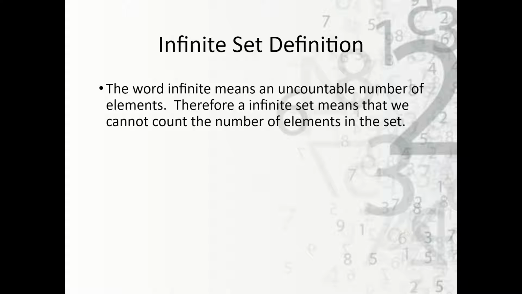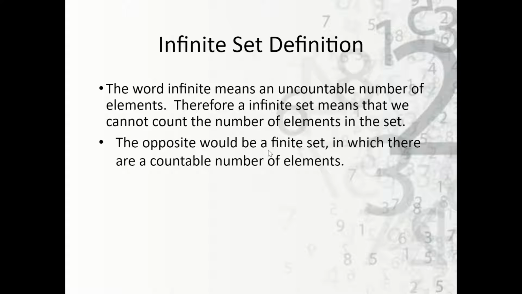First of all, what does infinite mean? Infinite means an uncountable number of elements. So it goes on to infinity. It keeps going forever. An example of this would be the natural numbers. We can count 1, 2, 3, 4, 5, 6, 7, 8, 9, 10, and we can keep counting. No matter what number we stop at, there's always a number past it. So that's an infinite number of elements. Therefore, an infinite set means that we cannot count the number of elements in the set.